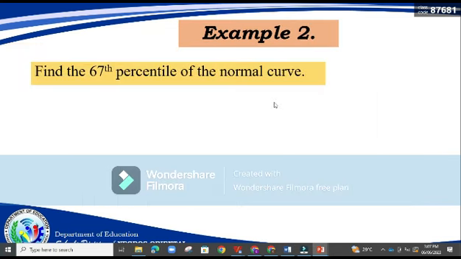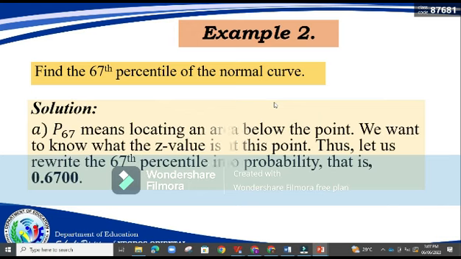Okay, let us proceed to example number 2. Find the 67th percentile of the normal curve. Now, 67th percentile means locating an area below the point. You want to know what the z value is at this point. Thus, let us rewrite the 67th percentile into probability, that is 0.6700. Again, that is just simply 67 divided by 100.